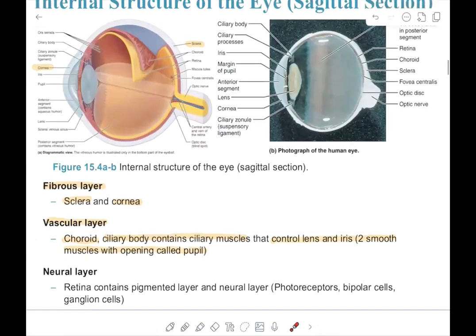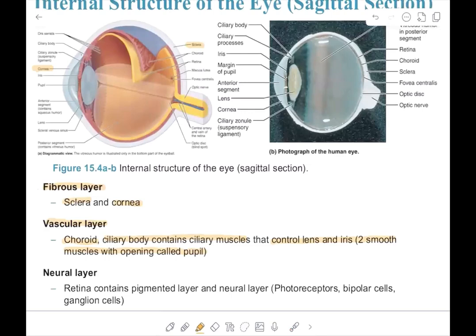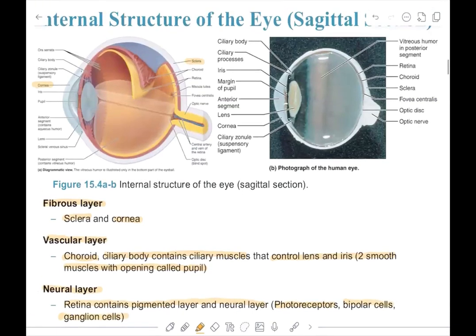The innermost layer is where the phototransduction occurs, where light is basically transduced into nerve energy. So the neural layer contains the retina, which has the pigmented layer and the neural layer. This is where we find photoreceptors, bipolar cells, and what are called ganglion cells. And the yellow part of this diagram is where you see the retina. At the very back of the eye, this becomes the optic nerve.